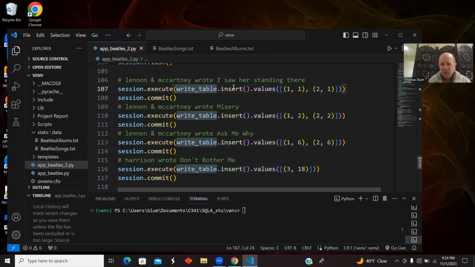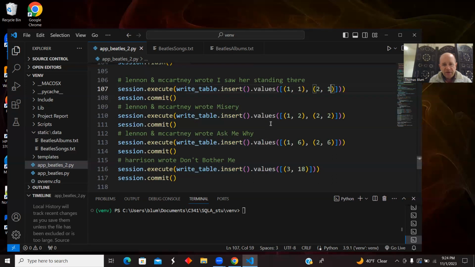So I have this right table. I'm inserting into it values. John wrote song 1, Paul wrote song 1. I could have done that as 2 separate inserts, or I can insert multiple little, I don't know, vectors or tuples here. And so I did song 1, song 2, song 6, song 18, John and Paul, John and Paul, John and Paul, George.